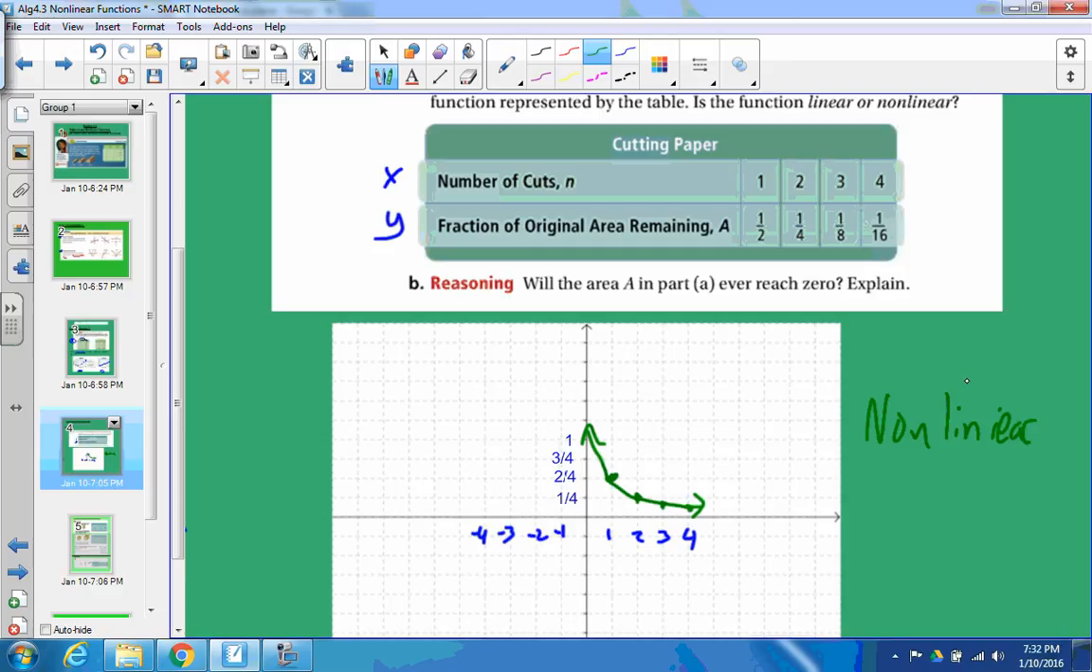Will the area ever reach 0? I don't think so, because it's going to get closer and closer and get half and half, but you can't take half of something and get 0, because if you look at this, it's dividing it by 2 every time. So no, it will not.